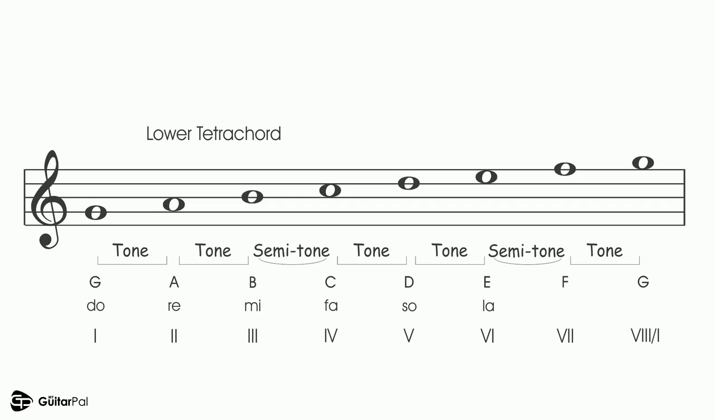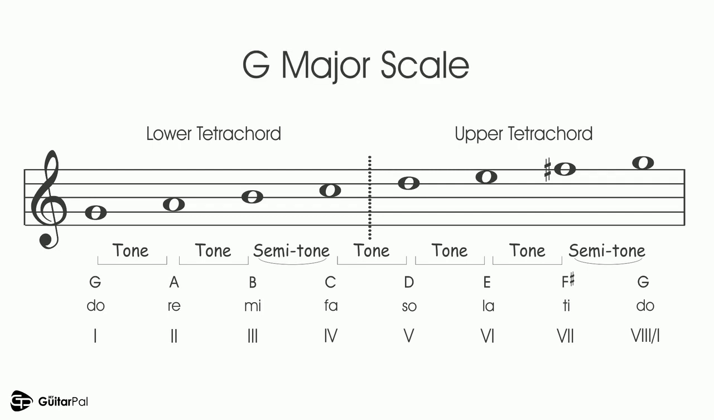To complete this scale, we need to open up the interval between the 6th and 7th by raising the F to F sharp, which will in turn close the interval between the 7th and 8th, giving us a semitone, creating the ti-do effect that is necessary to complete our G major scale.